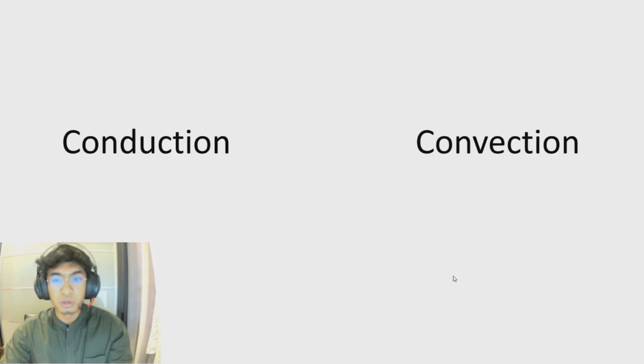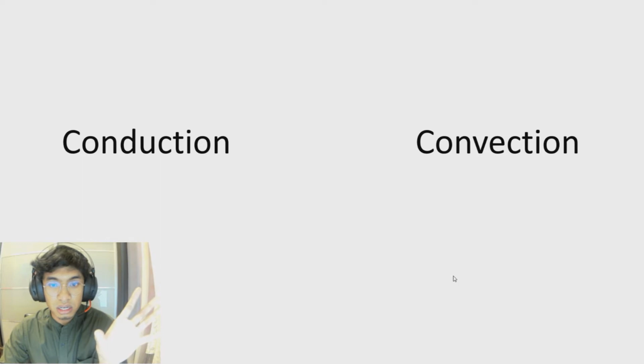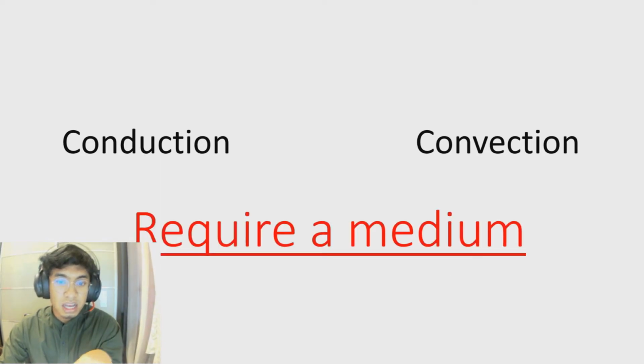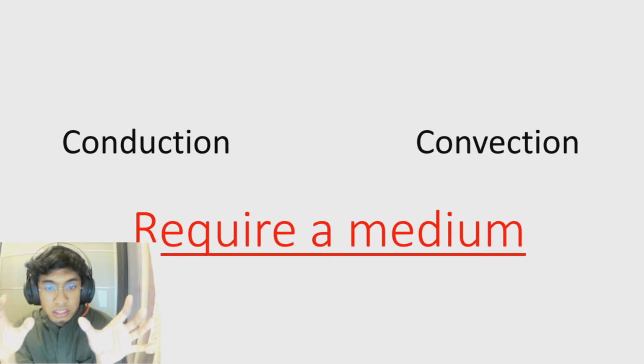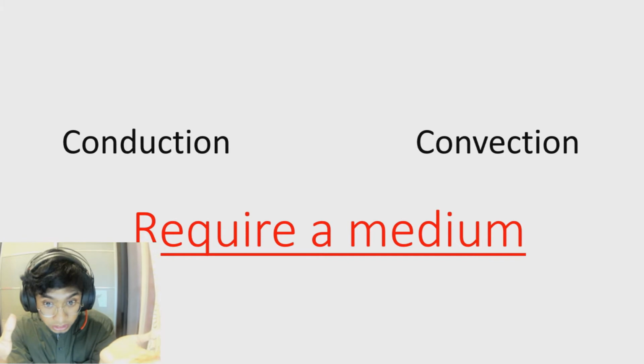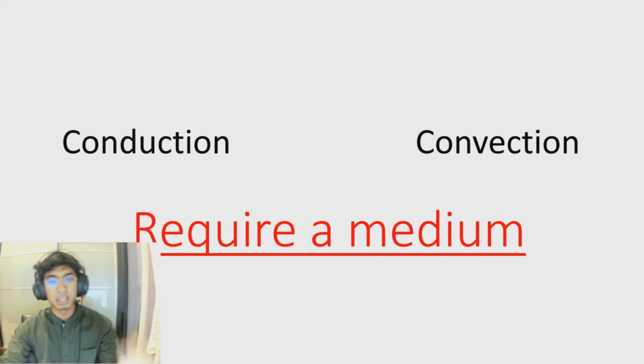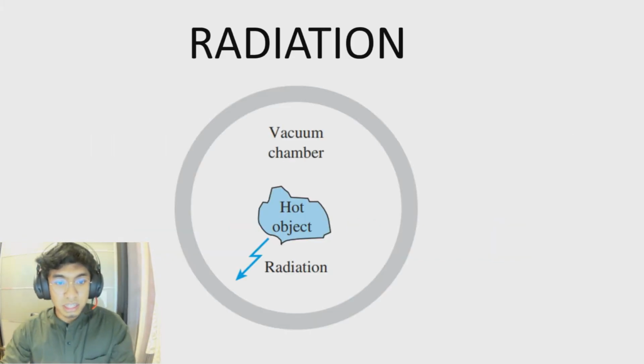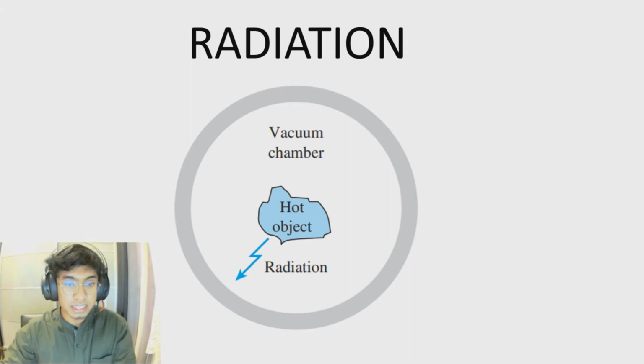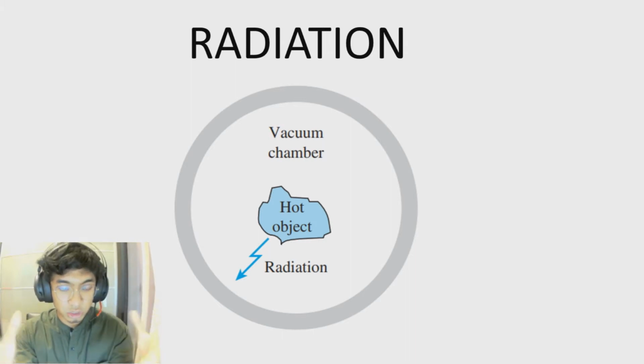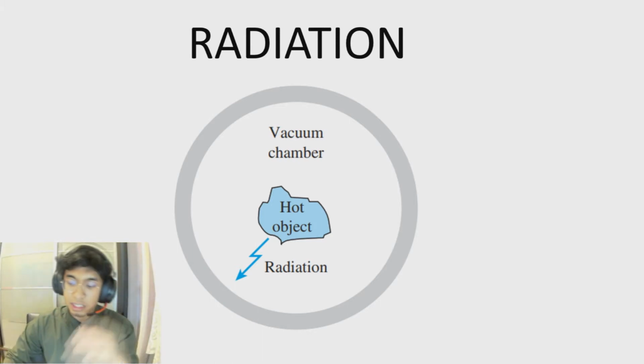The similarity of these two heat transfer methods, conduction and convection, is that both require a medium to transfer heat from one point to another point. So for now we know that the condition shown is related to radiation. We will explain further.